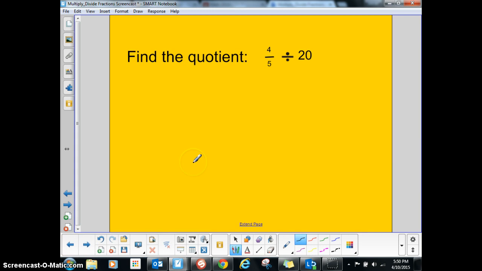And then I think this is the last one. Find the quotient. 4/5 divided by 20. I know that all whole numbers are fractions over 1. And when I see the division symbol, I need to change it to a multiplication symbol, and then I need to flip the second fraction. I had some friends flip the 4/5. You always flip the second fraction, not the first fraction. Okay, always, always, always. So I've got 4/5, and I'm going to multiply that now times 1/20.